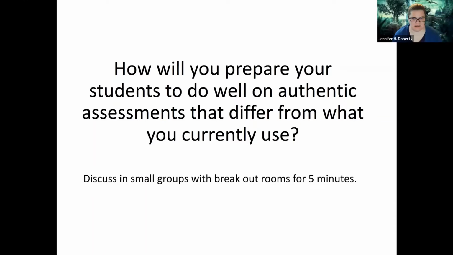I think the idea here is that if you're going to make an assessment that's three-dimensional, that includes practices and content combined, how will you prepare your students differently so they can really succeed?